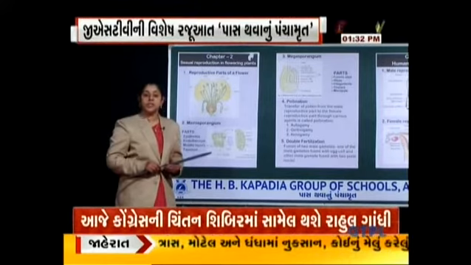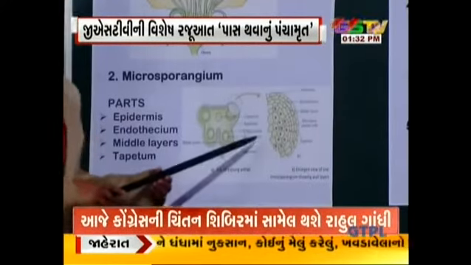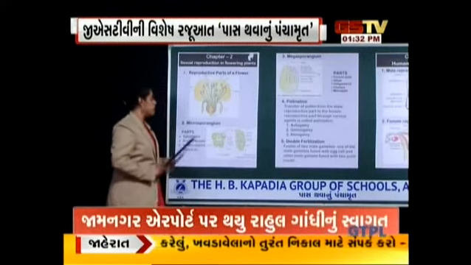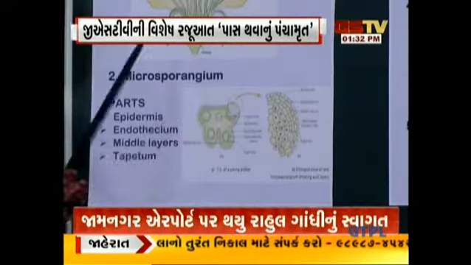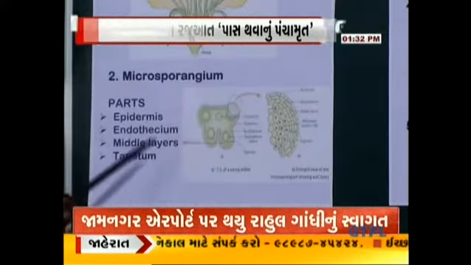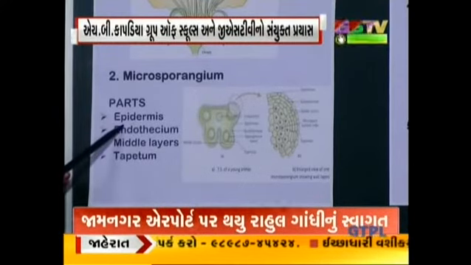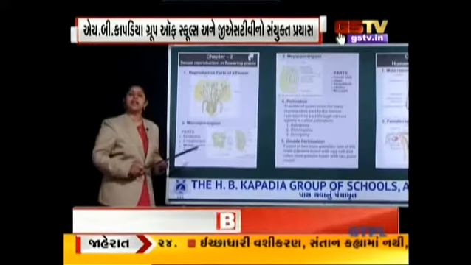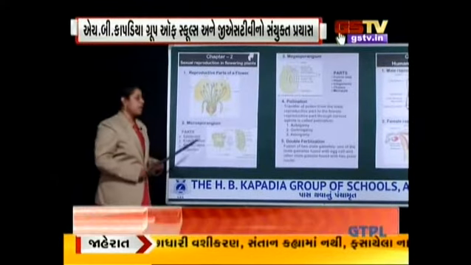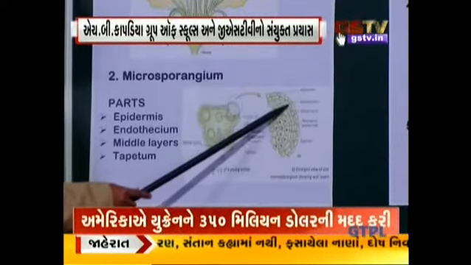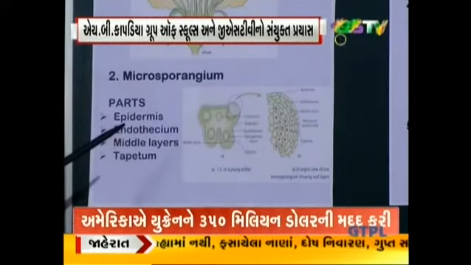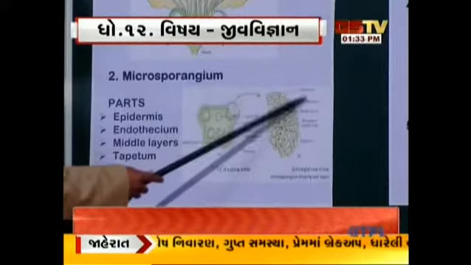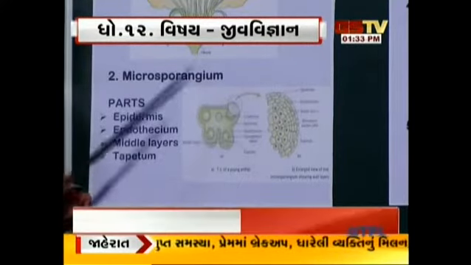When this question is asked, compulsorily you have to draw the diagram. Now I am telling you the important parts of microsporangium. The first one is basically the outermost layer, which is called epidermis. Epidermis is a multi-layered structure and it is protective in function. Below the epidermis, the next layer is called endothecium. Epi means outside, endo means inside. So this is the layer which lies below the epidermis.